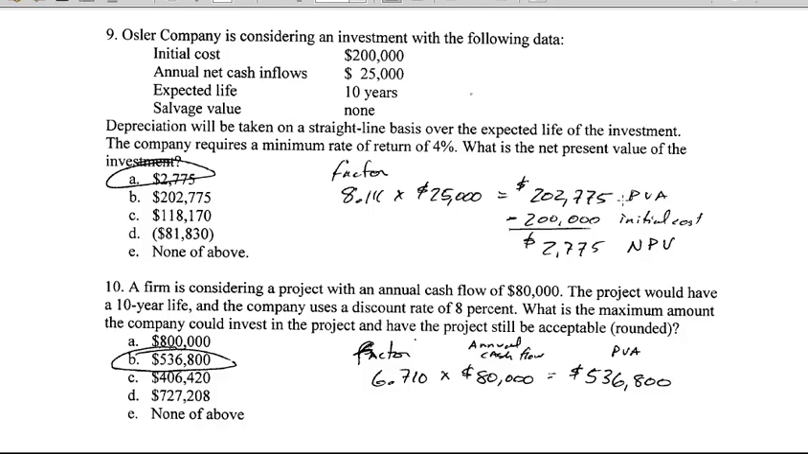So to find the present value of future cash, your annual net cash inflow is $25,000. You're getting it every year for 10 years, so that's an annuity. So take the annuity table, timeline 10, 4% to get the present value factor of 8.111. Multiply it by your annual cash flow. That gives you the present value of all the future cash. Subtract from it the initial investment, and that leaves you with your net present value of $2,775.